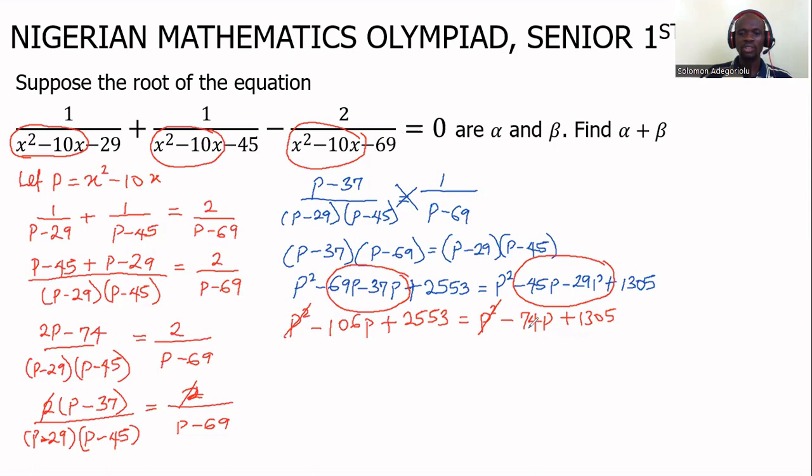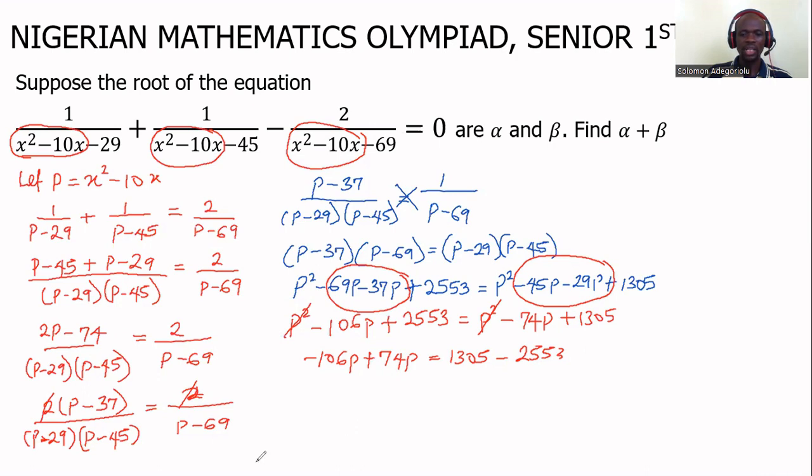Okay, let's bring minus 74P to this side. It becomes positive. We have minus 106P plus 74P, because this is coming to this side. Then is equal to, now this goes to this side. So this is still positive. This one is coming, it becomes negative: 1,305 minus 2,553. So if we have that, don't forget this is negative and this is positive.